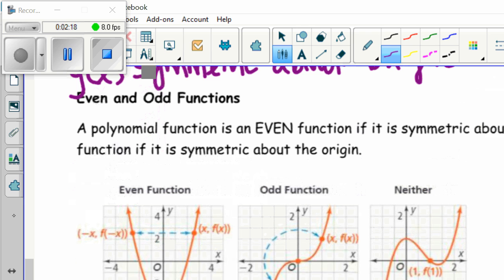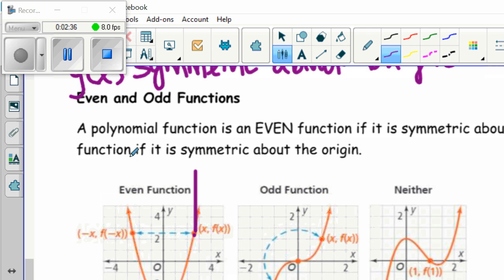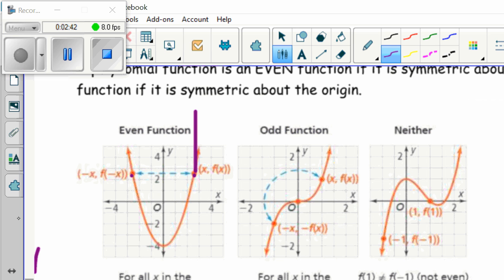So now we're going to talk about even and odd functions. A polynomial function is considered even if it is symmetric about the y-axis. It is considered odd if it is symmetric about the origin. So we look at some examples here. An even function, again, if I flip it across the y-axis, directly across that point, tells me that f of x is equal to f of negative x. That's even. Odd function, again, I rotate 180 degrees about the origin. I get f of negative x is equal to negative f of x.